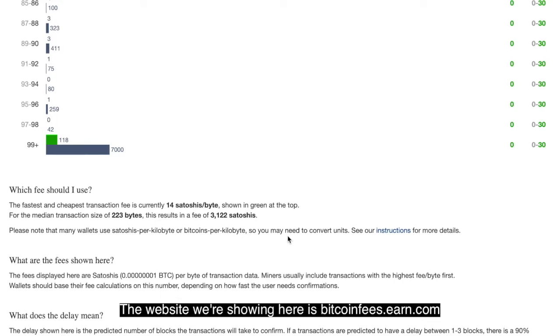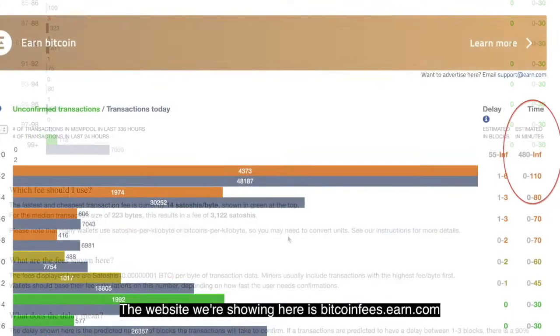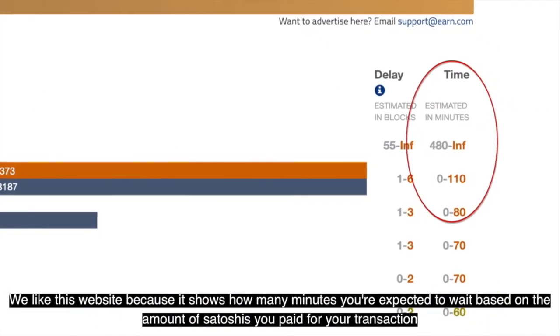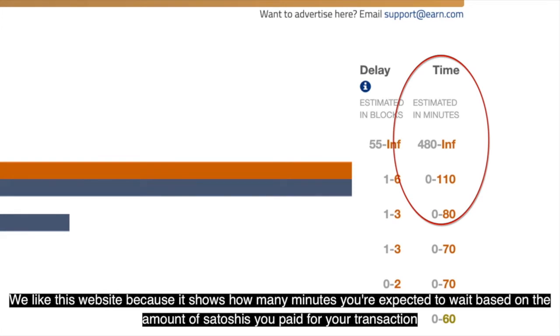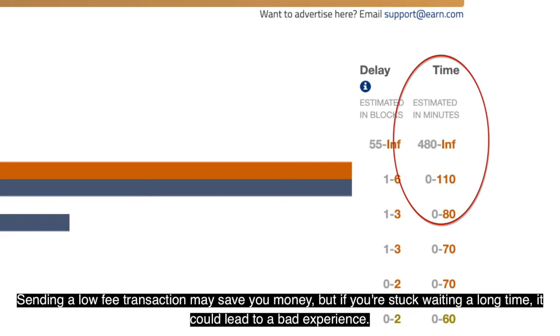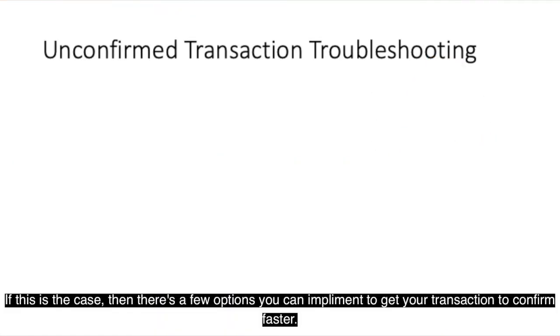The website we're showing here is bitcoinfees.earn.com. We like this website because it shows how many minutes you're expected to wait based on the amount of Satoshis you paid for your transaction. Sending a low fee transaction may save you money, but if you're stuck waiting a long time, it could lead to a bad experience. If this is the case, then there are a few options that you can implement to get your transaction to confirm faster.